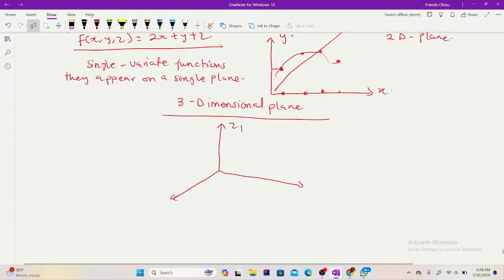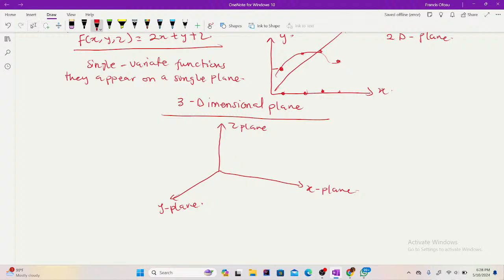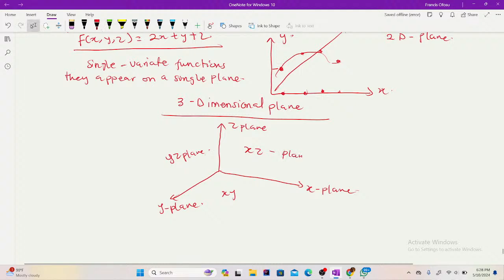So this is our z axis, and you have this to be our x axis, and you have this to be our y axis, or you can make it any other. So you have your xy plane together with the z axis, and we can have our xy plane here, we can have our xz plane here, we can also have our yz plane here. Okay, so these are some things you need to know as you are starting the multivariable calculus course.